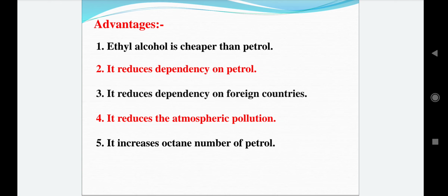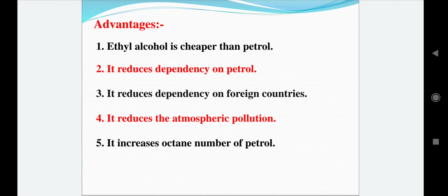What does it mean? If we use power alcohol, there will be less atmospheric pollution. How? As power alcohol burns smoothly, completely, properly, there is production of a very small percentage of polluting gases. And the fifth advantage is that it increases the octane number of petrol. If the octane number of petrol is high, then there will be less knocking.